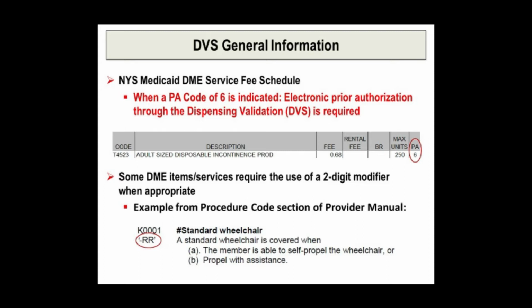Some DME items require the use of a 2-digit modifier. In this example, from the procedure code section of the DME provider manual, we see the RR rental modifier for a standard wheelchair.